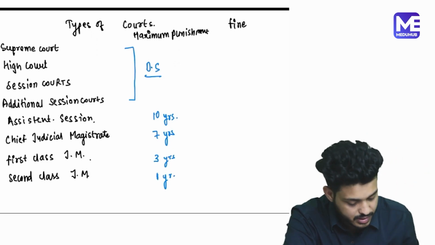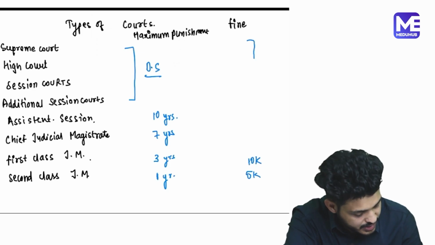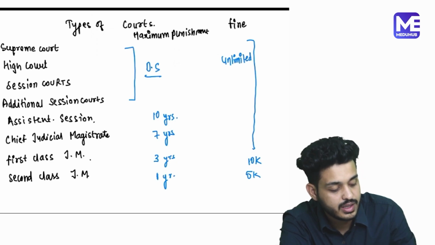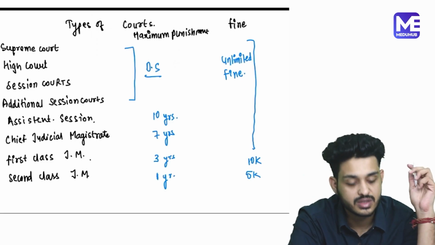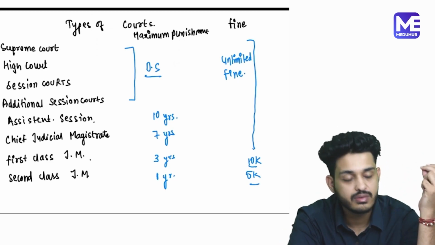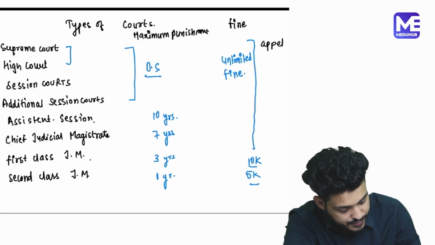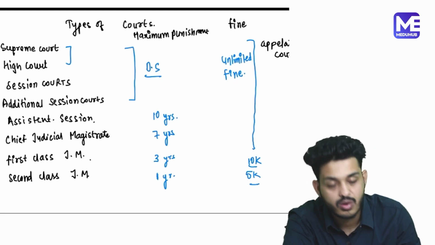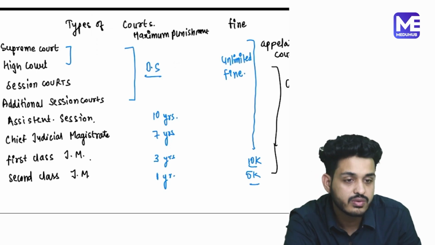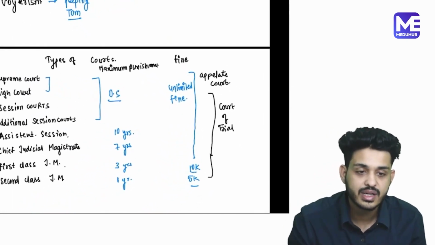What about fine? Look here, guys, just remember 5k and 10k. Second class JM and first class JM will be 5,000 and 10,000, and the rest of them can give unlimited fine. One more thing, Supreme Court and High Court are the appellate courts, so all appeals will be heard there. The rest of them are courts of trial, and Supreme Court and High Court will be appellate courts.